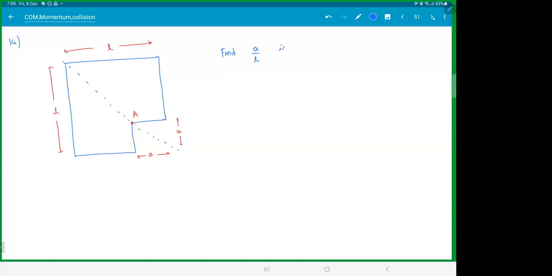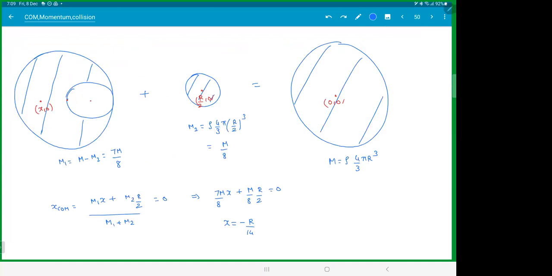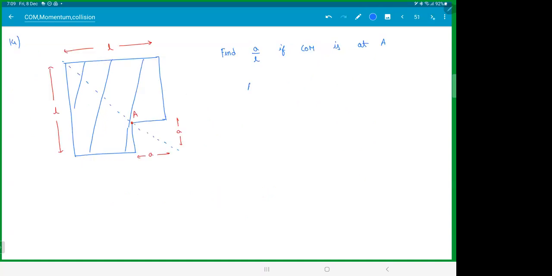So how much should you remove if the center of mass of this system is at point A? You're getting how is the question? From this big square plate, you removed a small square plate from the corner. Have a look at this. So a small square is removed from this big square. It is removed from the corner as shown.